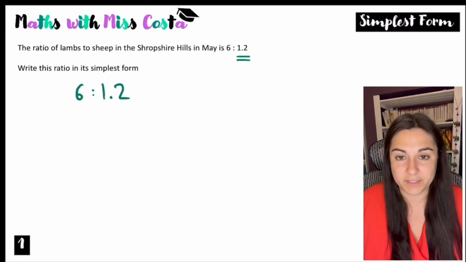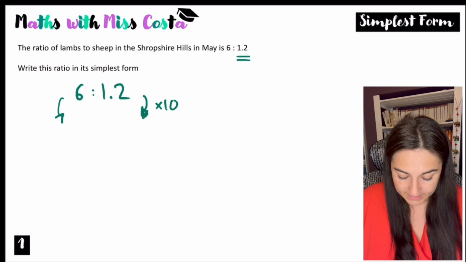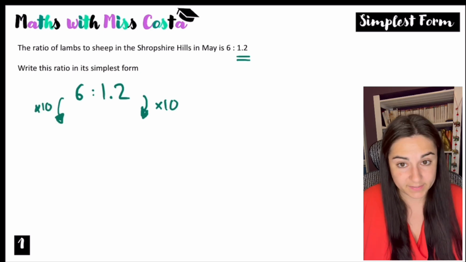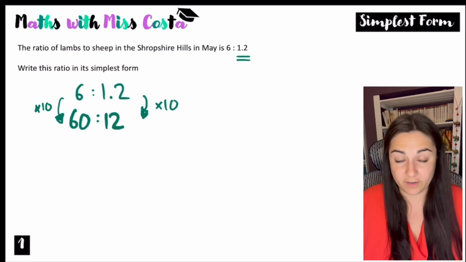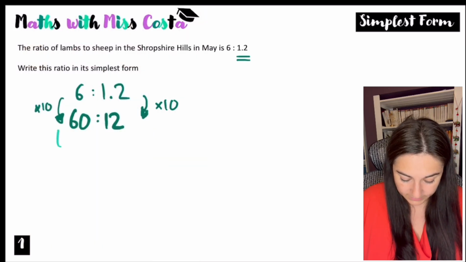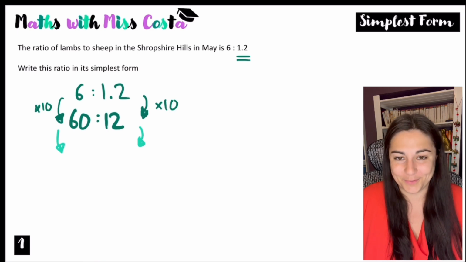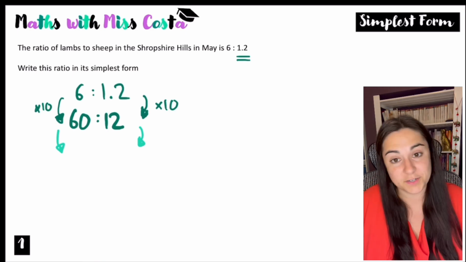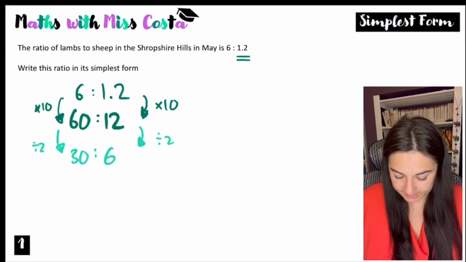Okay, the first thing I want to do is turn everything into whole numbers. So 1.2, the easiest thing I can do is multiply that by 10. But to keep everything in proportion, I must multiply the other side by 10 as well. So 6 to 1.2 becomes 60 to 12. Okay, you've got whole numbers. Now that you've got whole numbers, you can start to simplify. So what's the common factor of 60 and 12? Well, I know that 12 is a factor, but if you wanted to do it step by step, you could divide by 2. So let's say 30 to 6, divide by 2 again.